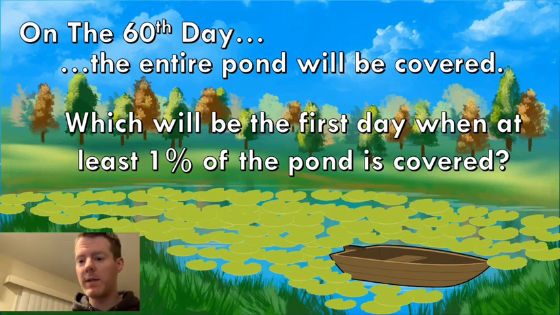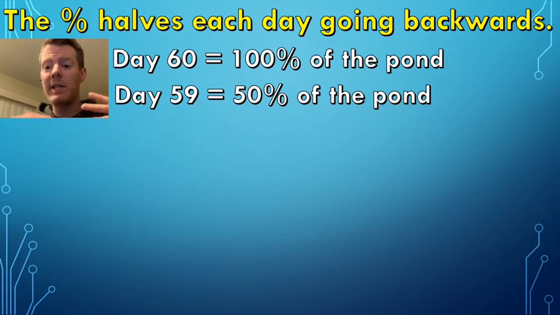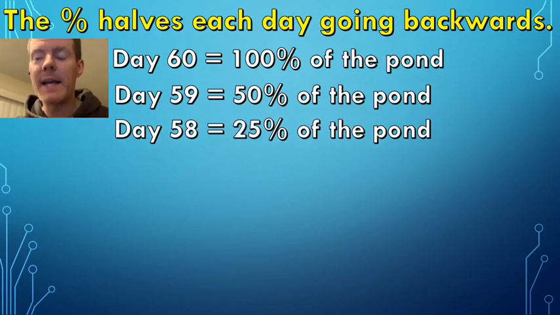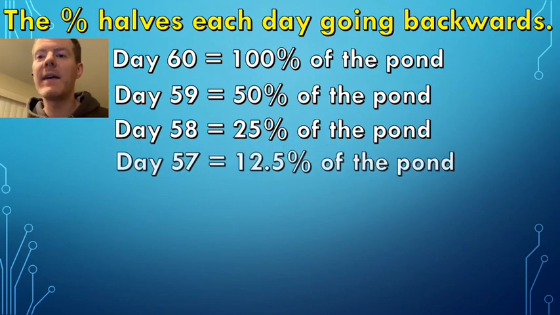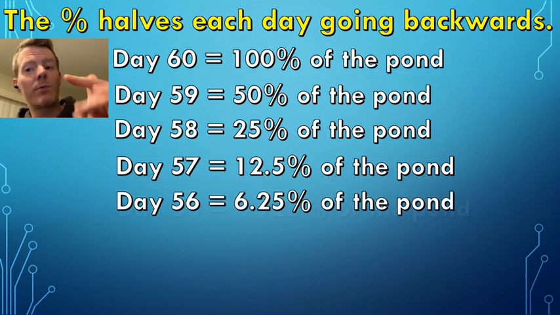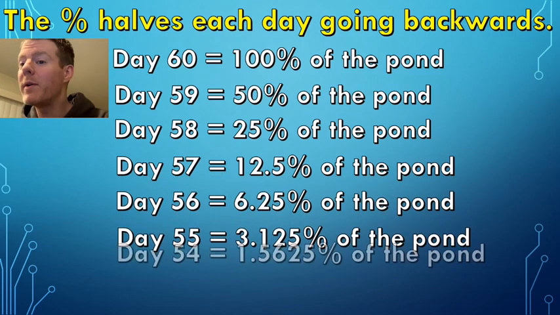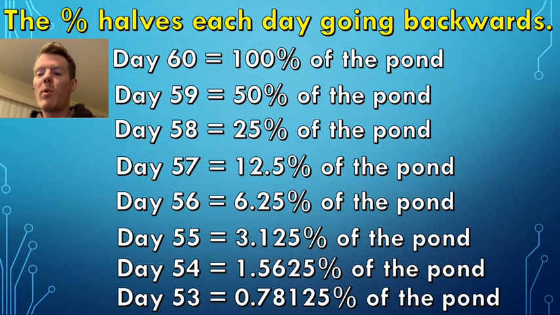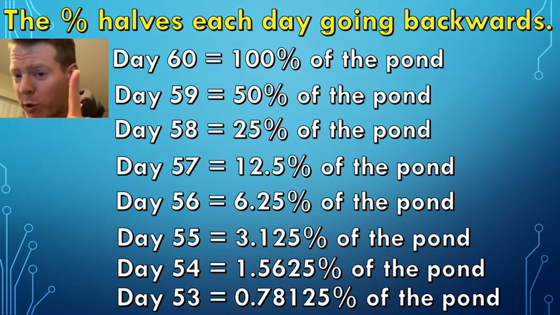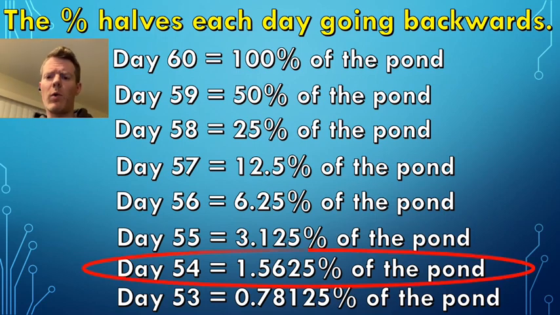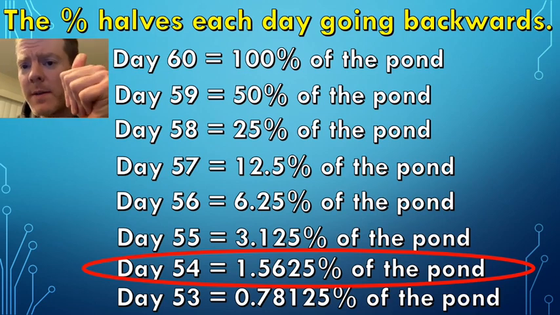So let's go back to that backwards thinking. We already know that the percent halves each day if we go backwards. So on day 60 it's 100, on day 59 it's 50. So let's keep halving the percentage. On day 58 it's 25. On day 57 it's 12.5%. Then it's 6.25%. Then it's 3.125%. Then it's 1.5625%. We're getting closer. And then it's 0.78125%. So the first day that crossed over 1% is day 54. If you got that, I'm impressed.